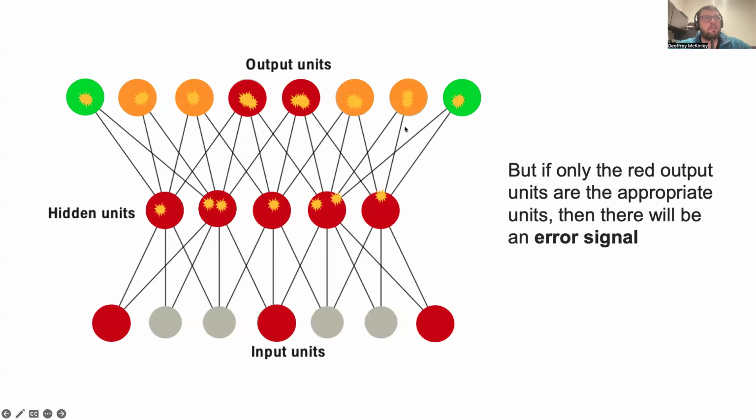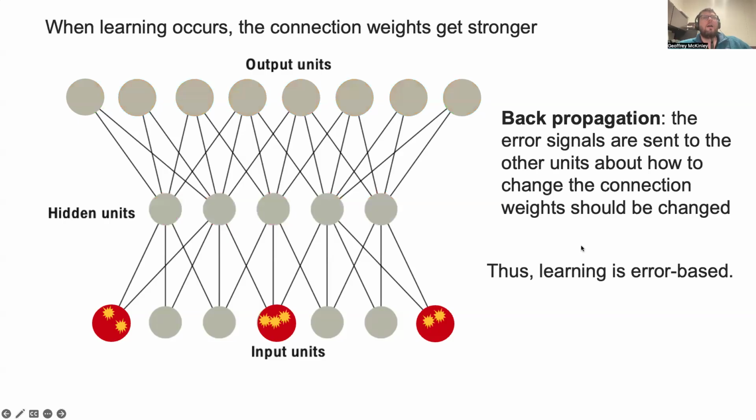And so the weights associated with the connections that link the hidden units to the yellowish orange and green output units will be decreased as a result, in a similar way to how the perceptron convergence rule worked. So in backpropagation, error signals are sent to other units about how the connection weights should be changed. That's why we call this an error-based model, and learning is error-based.